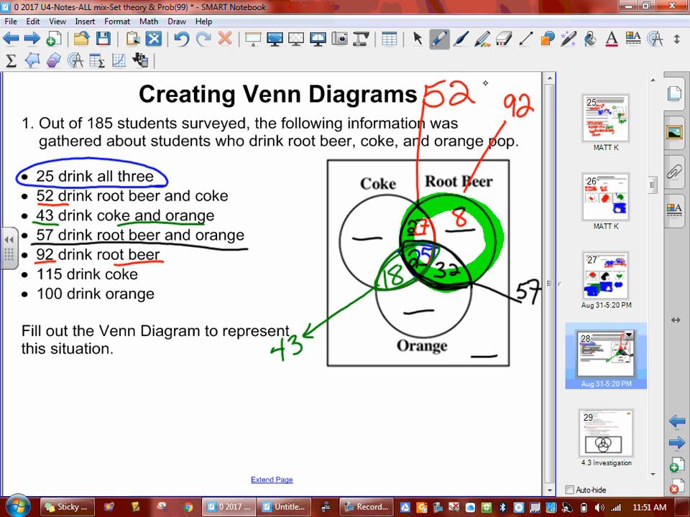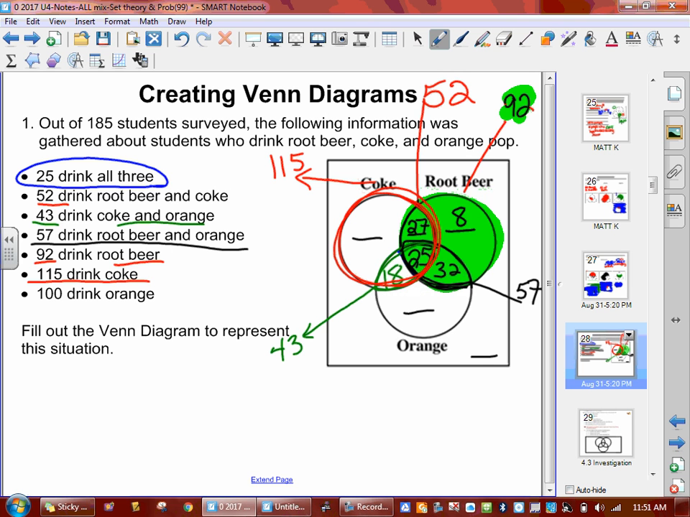It says 115 drink Coke, so I'm going to pull Coke out, that's 115. And I'm going to do the exact same thing now. I'm going to take 115, and I'm going to subtract the numbers that are in this red circle. So the ones in the red. So I'm going to subtract 27, 25, and 18. And I'm going to get 45.